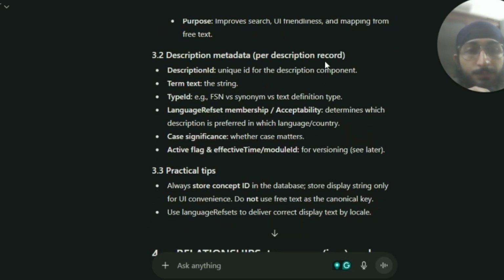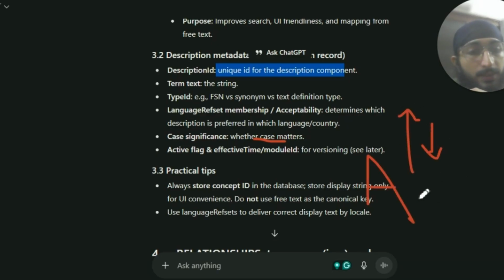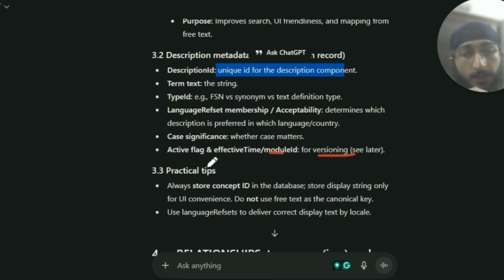Now, description metadata. We have the description ID, that is the unique ID for the description component. Then we have the term text, that is the string. Then the type field, type ID, which is basically FSN versus synonym versus text definition type. Language ref set membership acceptability determines which description is preferred in which language or country. Then we have the case significance, whether the case matters, that is uppercase or lowercase, right? Then the active flag, and effective time and module ID for versioning, right?